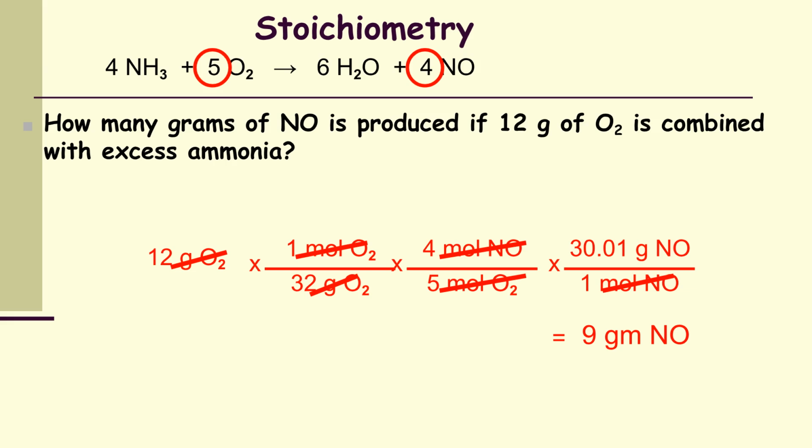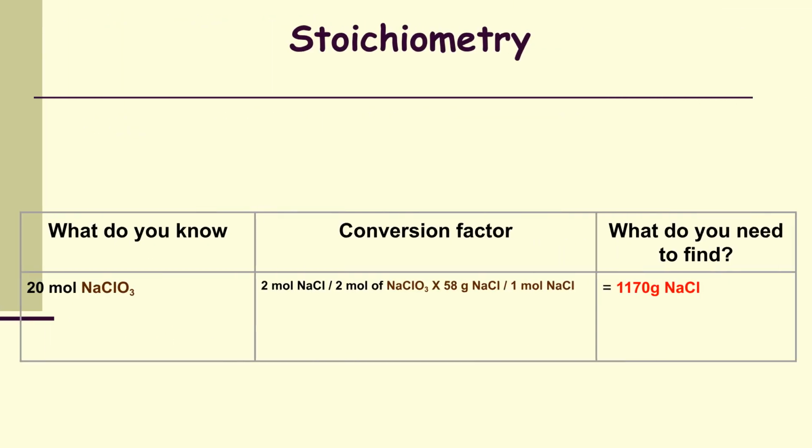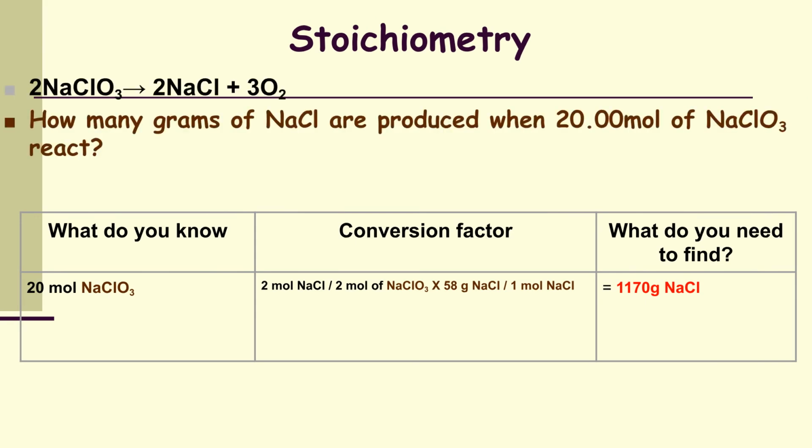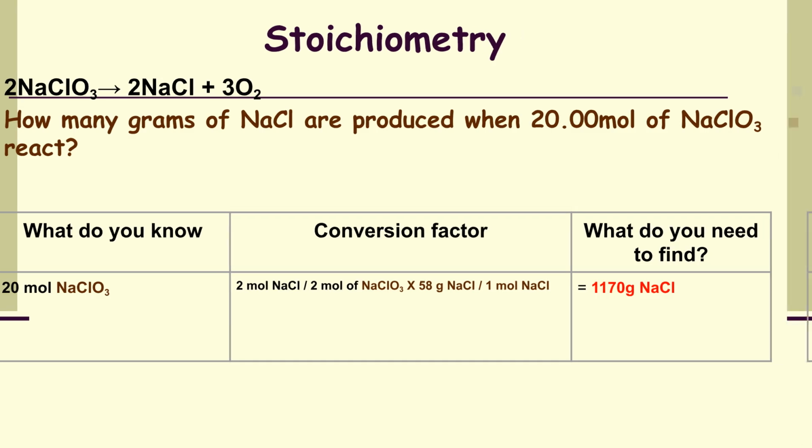Next, a mass-to-mass conversion. We calculate the grams of NO produced from 12 grams of O2. This involves 3 conversion factors, yielding 9 grams of NO. To find the grams of sodium chloride produced from 20.00 moles of NaClO3, we follow the steps for conversion, identifying known values, conversion factors, and the value to find.